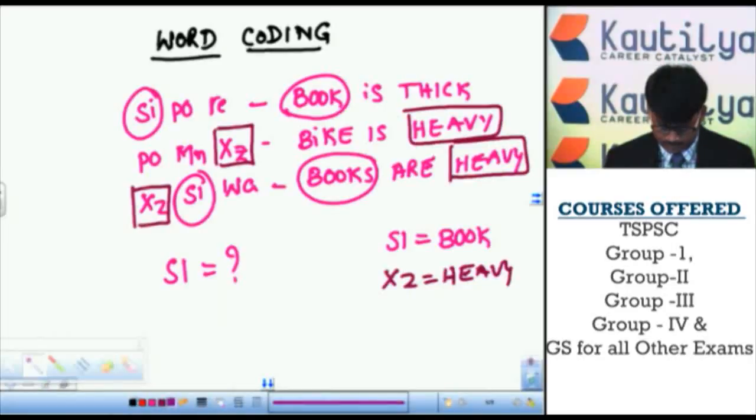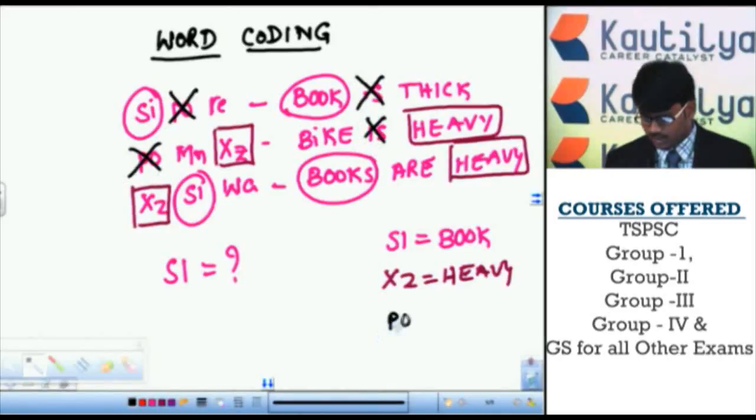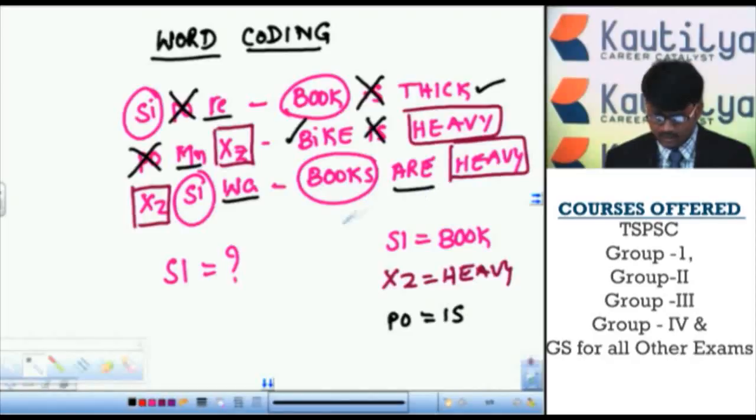Next, in the first and second, the repeated word is PO. In the first and second, the repeated word is is. That means PO is coded as is. The remaining codes: RE is coded as thick, MN is coded as bike, WA is coded as are. But the given question is, what is the code for SI? Clearly the code for SI is book.